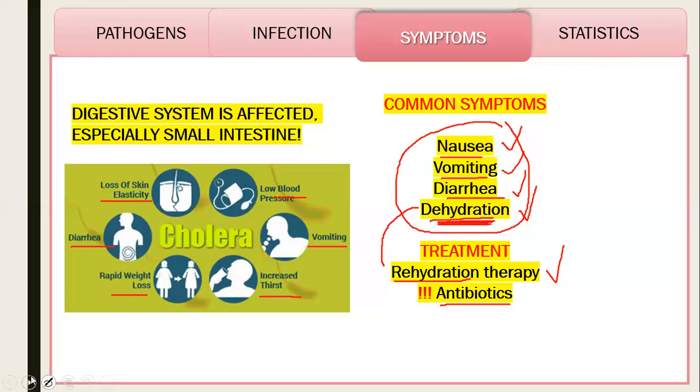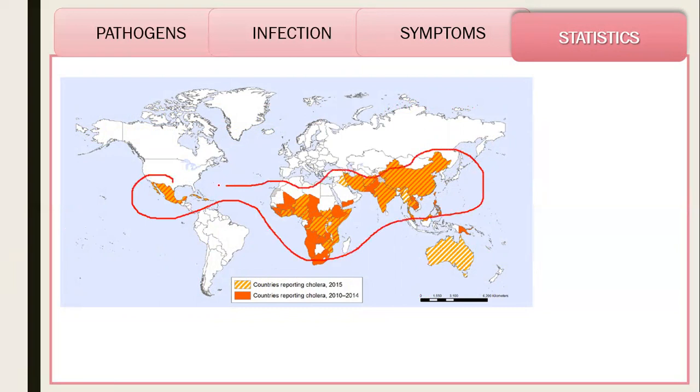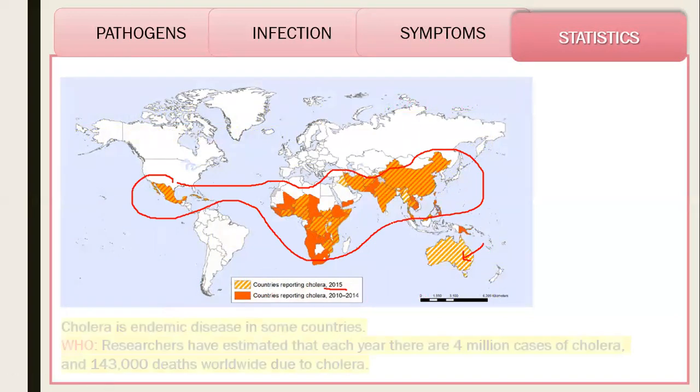So let us look at the statistics. According to statistics, when we look at this map, we can see that this illness, cholera, is mainly in these areas, African countries and the Asian countries especially. So these countries are generally either developing countries or underdeveloped countries. Some developed countries may have cases, for example, Australia, in 2015 reported some cases of cholera, but it is not endemic in these countries.